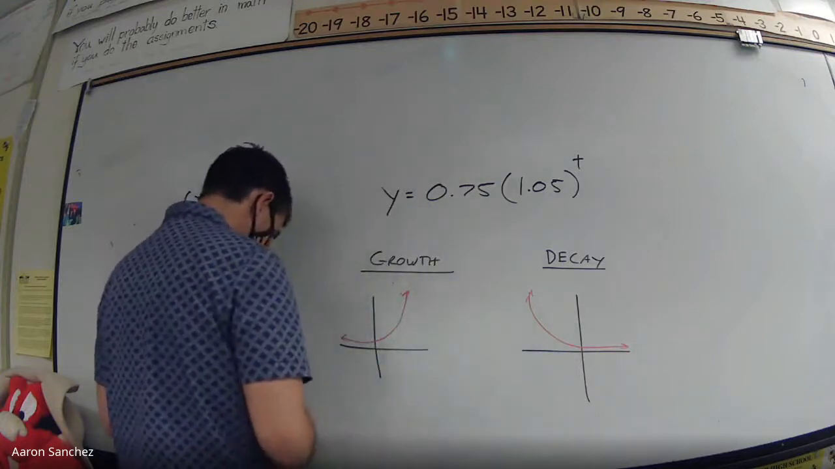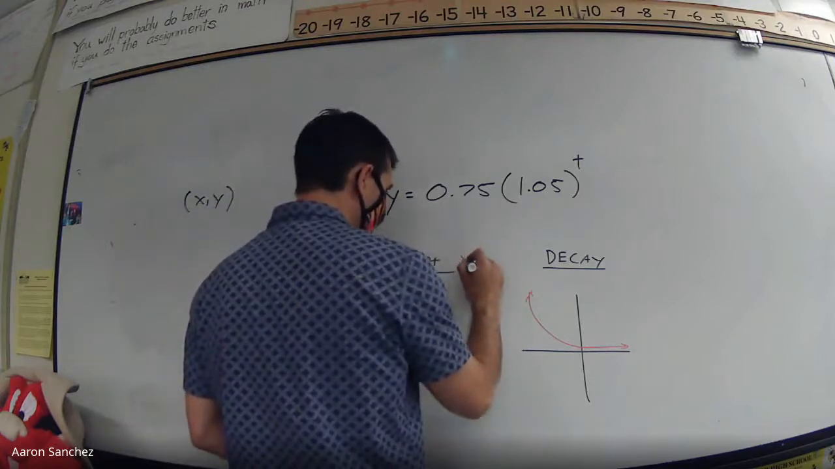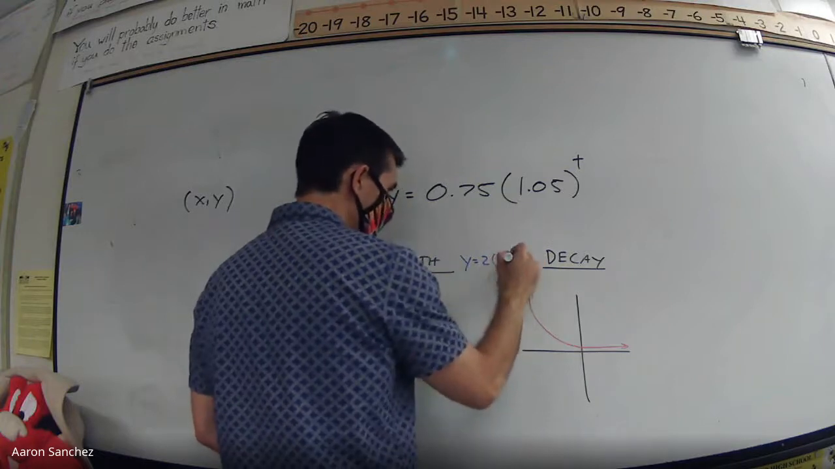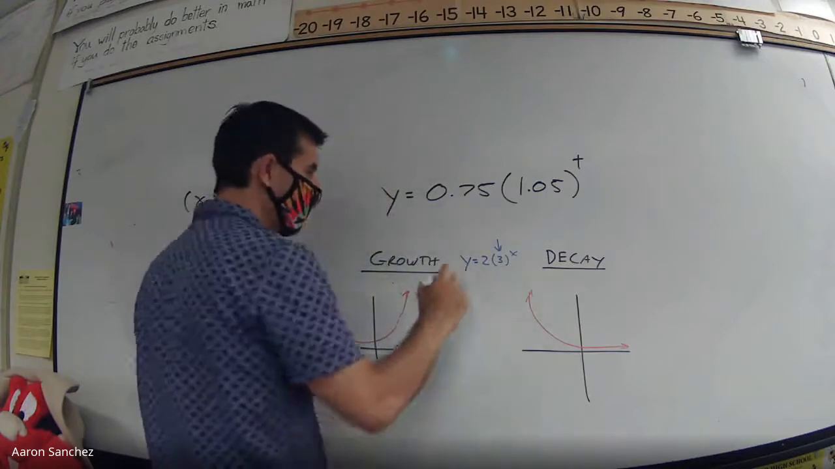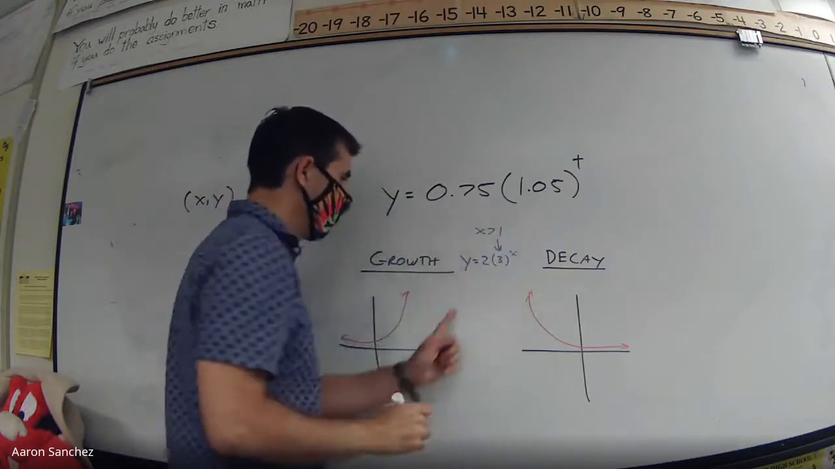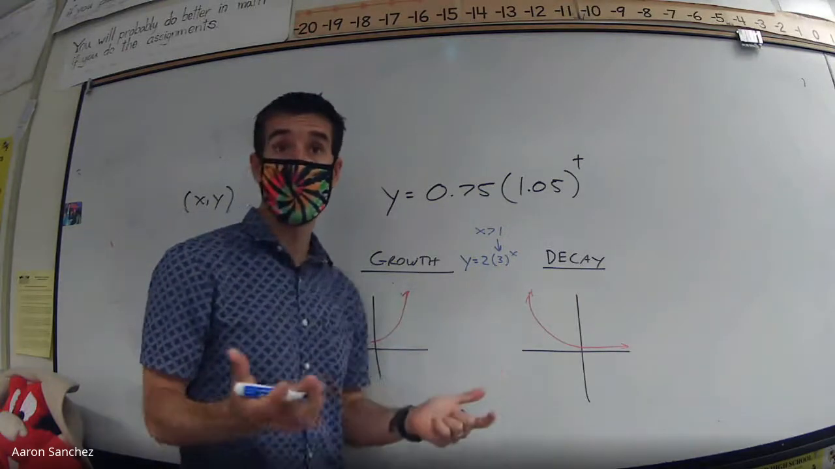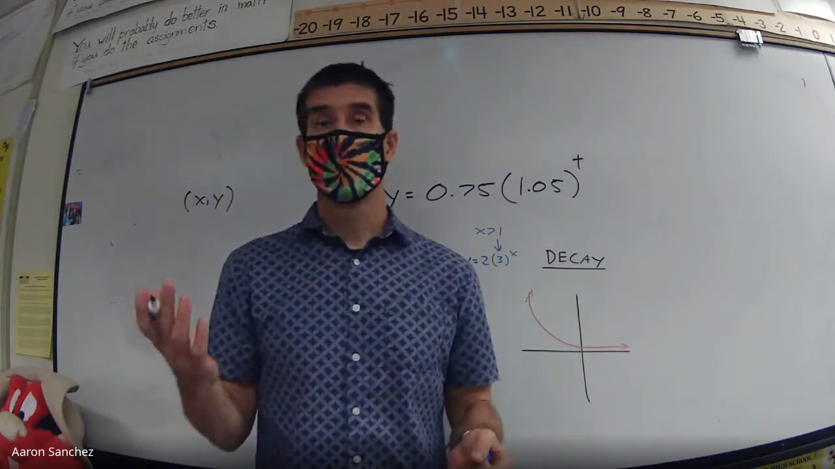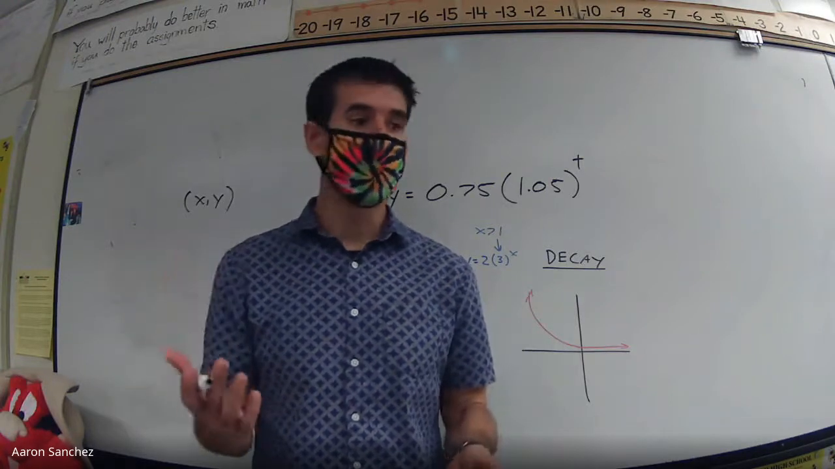Now, growth, the key number is this number right here. I'm going to write it right here. Y equals 2 times 3 to the x. This is an example of growth. This number right here in growth has to be bigger than 1. If you multiply by a number bigger than 1, it gets bigger, right? 2 times 2 is 4, times 2 is 8, times 2 is 16. If it's bigger than 1, it gets bigger.